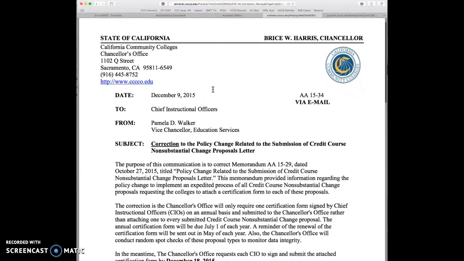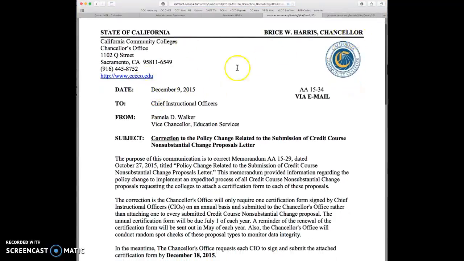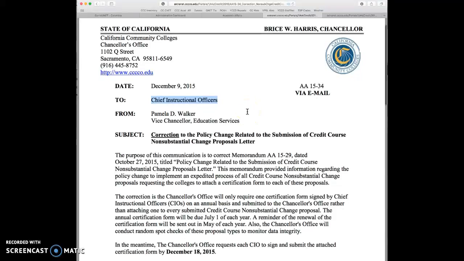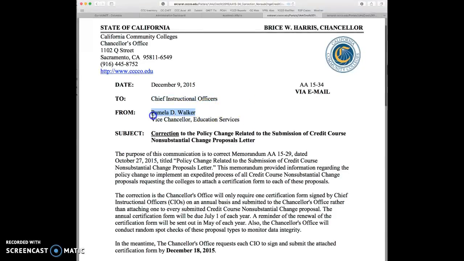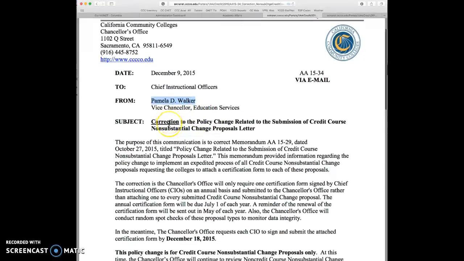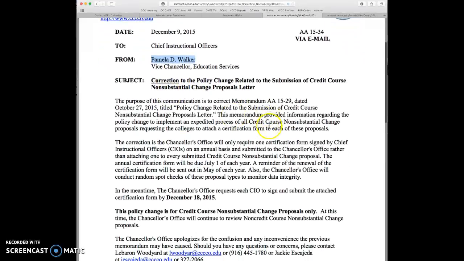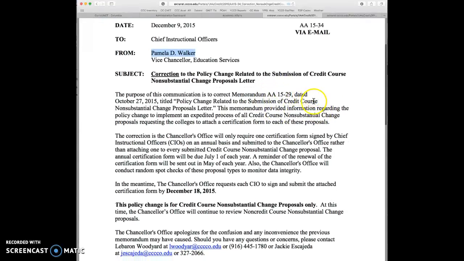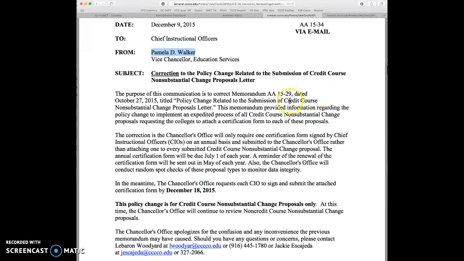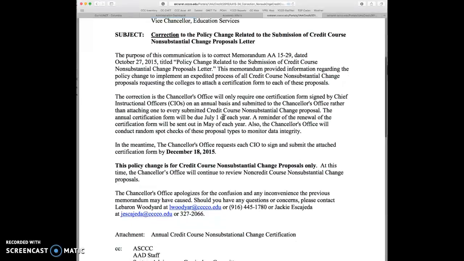And the memos typically look like this, and they're from the Chancellor, and they are sent to the Chief Instructional Officers, which for Columbia College currently is Brian Sanders, and it's usually from the Vice Chancellor of Educational Services, Pam Walker, and the subject, and then the details. And they usually crosswalk it to some other memorandums or state regulations, for example, SB 1440, and they explain in legalese what we need to do and what the processes will be.